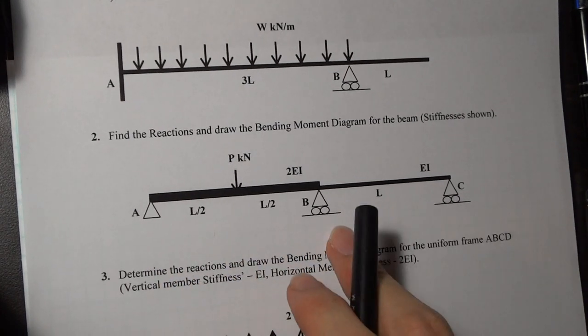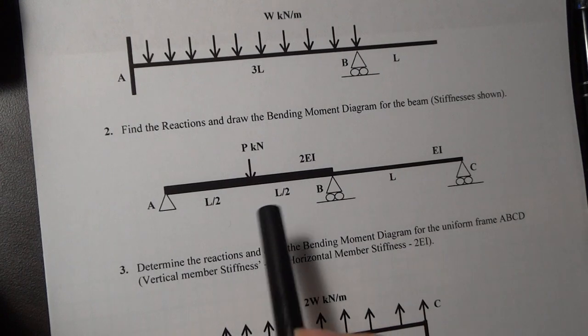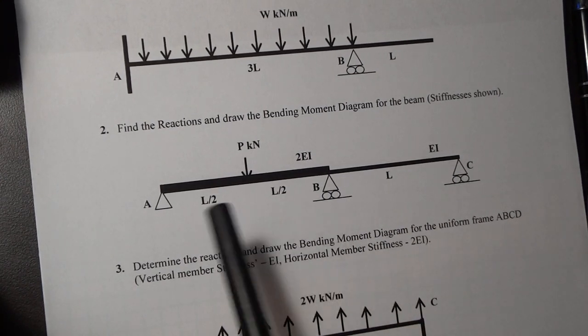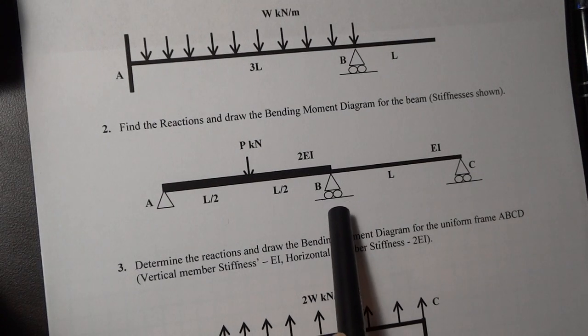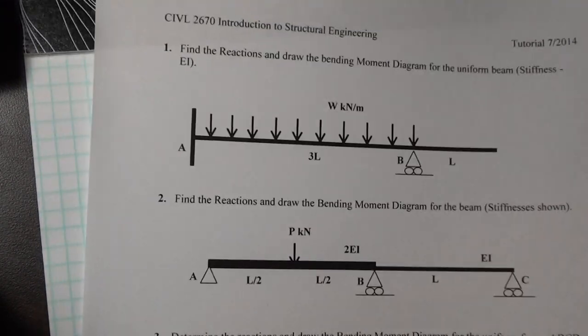So I'm going to go ahead and remove BY first. Personally, I don't like dealing with overhangs. They complicate things a little bit, so I prefer to just remove the center support, get a simply supported beam, and go from there.